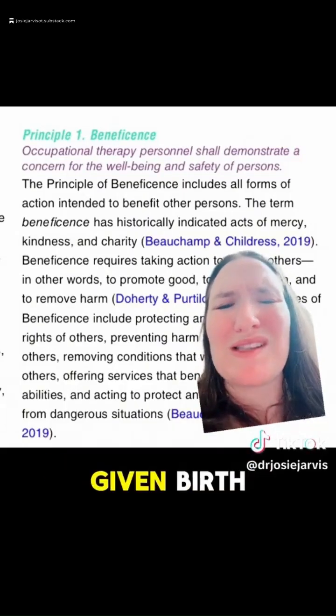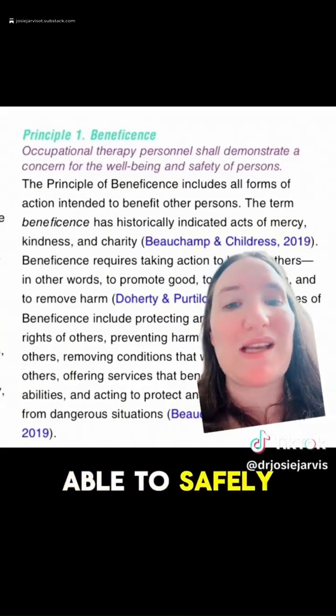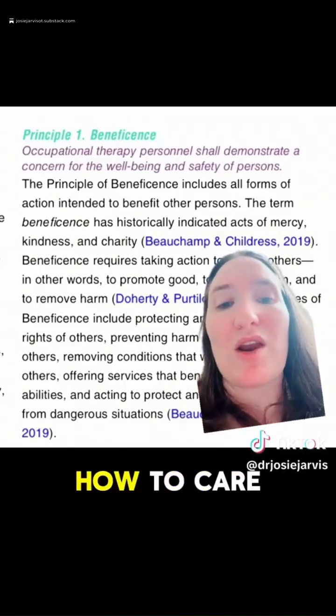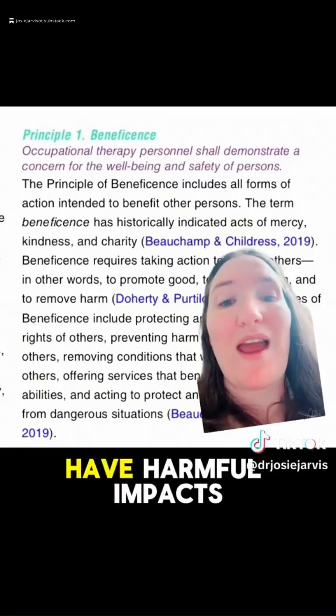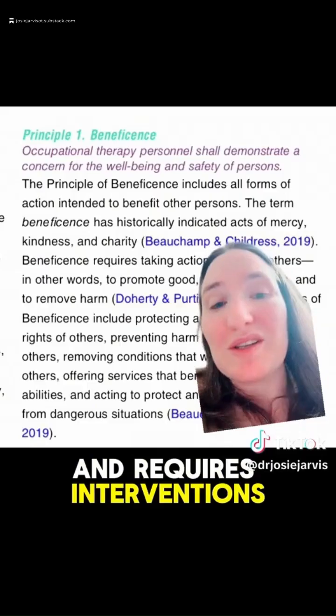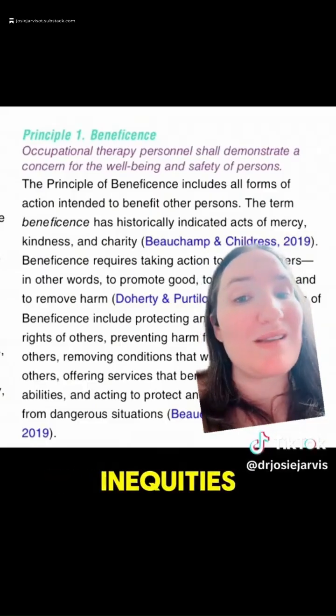If you had somebody who's just given birth come home not able to safely access a shower, or in need of an assistive device or counseling on how to care for their incision, that can really have harmful impacts across the board and requires interventions at the systemic level to resolve these inequities.